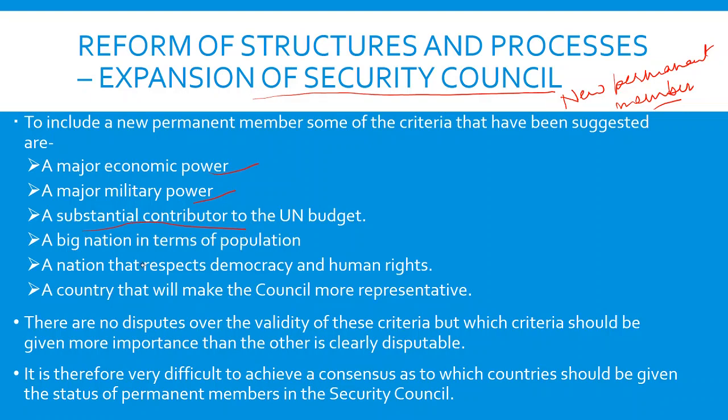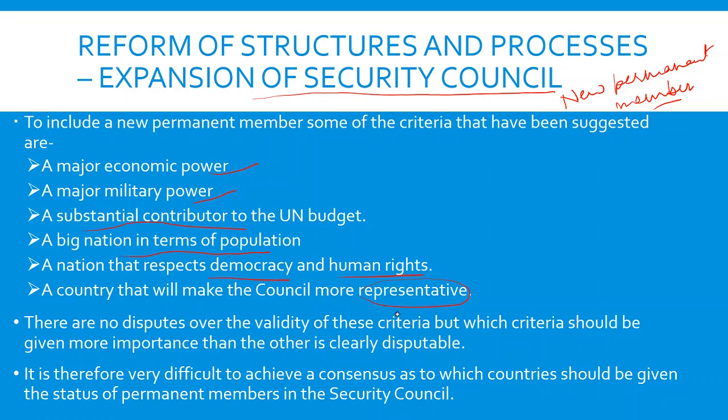Then it should be a big nation in terms of population, should be representing world population to a good extent. Okay, the nation that respects democracy and human rights. Fine. And the country that will make the council more representative. Okay, now the criteria, if you see them separately, each criteria is valid. Okay, but where is the problem?